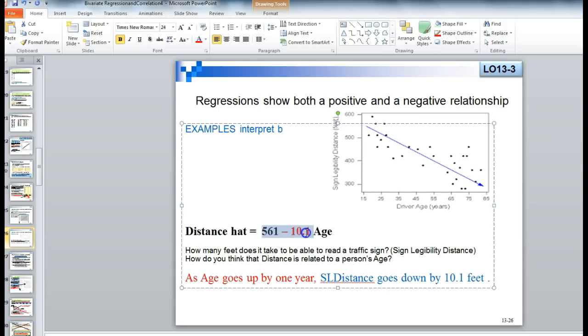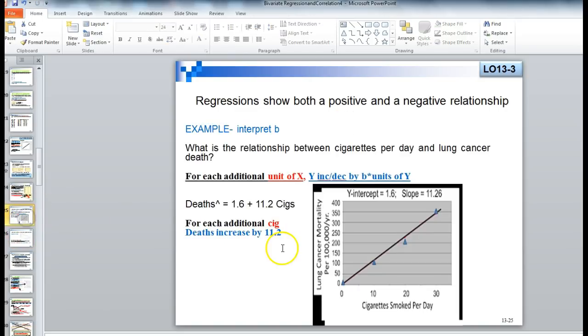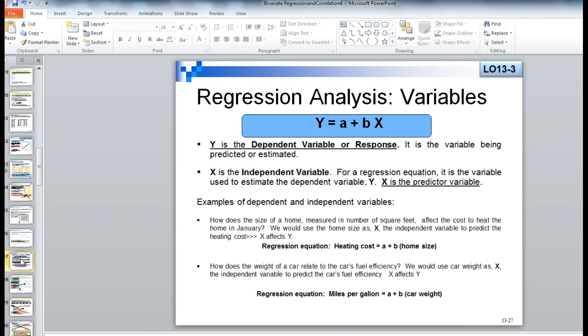And that's why we have this negative here, right? As age goes up, distance goes down, doesn't it? Yeah, it goes down. So for each additional unit of x, as age goes up by 1 year, sign legibility distance goes down by 10.1 feet. Does everybody see how to interpret this B and the relationship between age and distance, or between cigarette smoking and deaths? Right. Check.